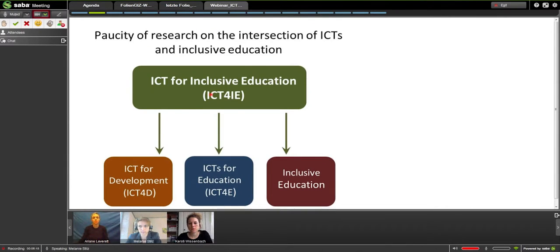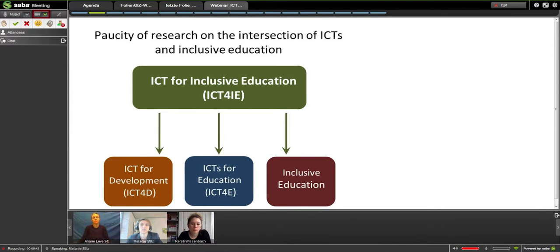So, what is ICT for inclusive education? As I briefly said already, it's a very broad field. Maybe it's not really a field yet. It's more an intersection of different areas that come together that might be or might become an actual field of research more and more, luckily.